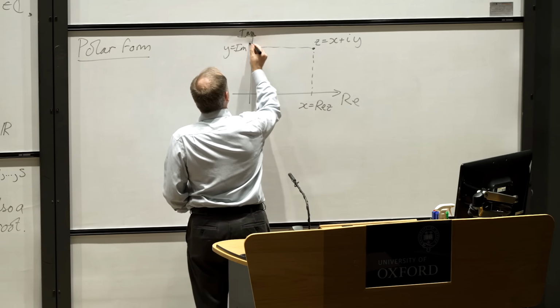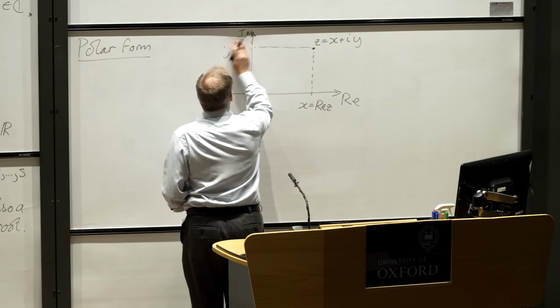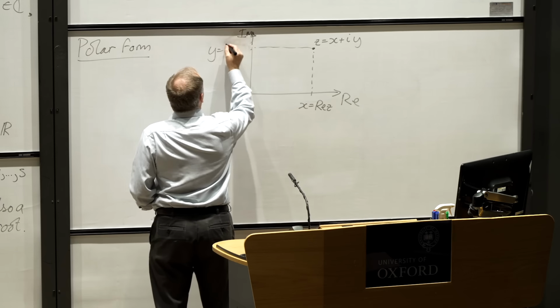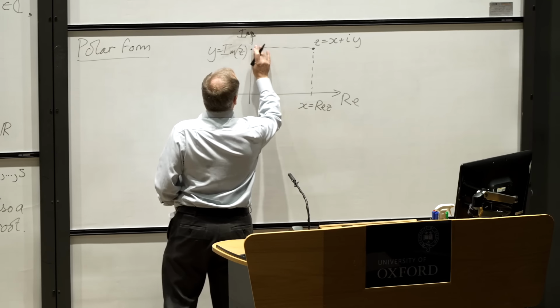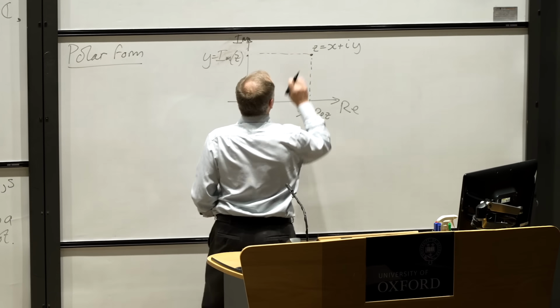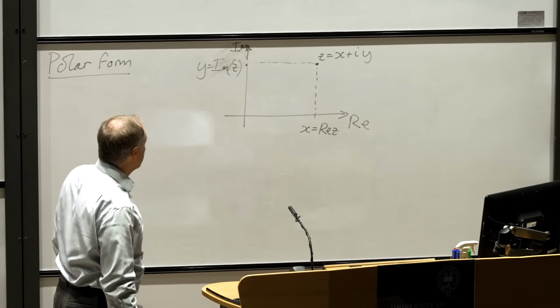Is the imaginary part of z. Oh, right, that's very well. Okay, so that's this number here. This is just supposed to be a broken line that indicates that's where x plus iy is.